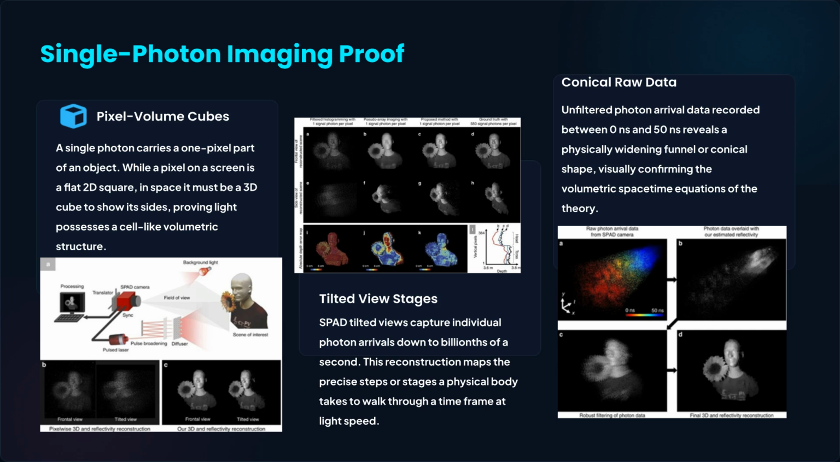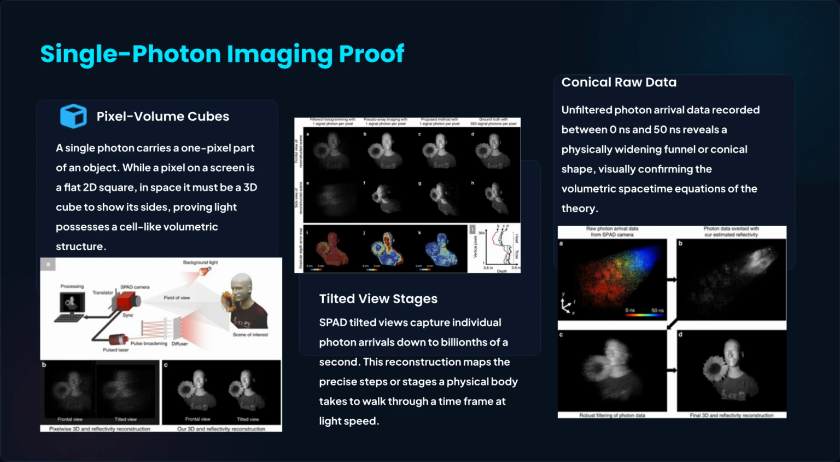No. We have physical proof from modern single-photon imaging techniques using single-photon avalanche diode or SPAD cameras. First, these experiments show that a single photon is responsible for carrying a single pixel part of an image. Since a pixel is a flat square on a screen, but must be a 3D cube in physical space to have sides, this proves that light has an inherent, cell-like volumetric structure. Second, SPAD cameras capture individual photon arrivals down to billionths of a second.